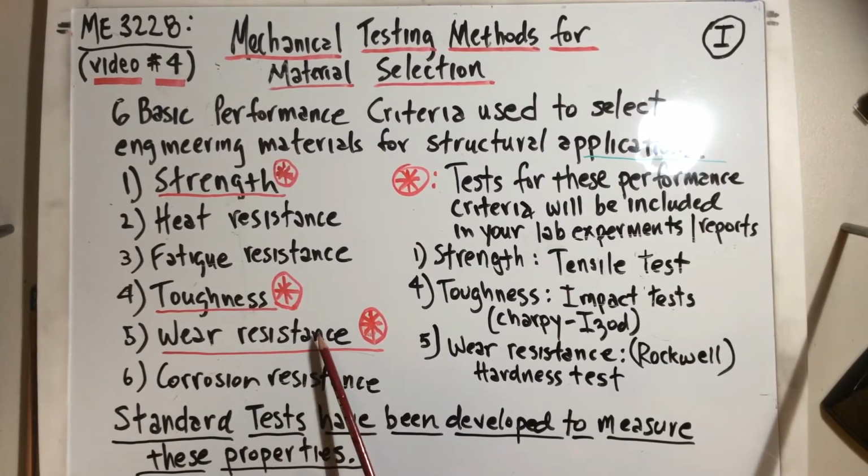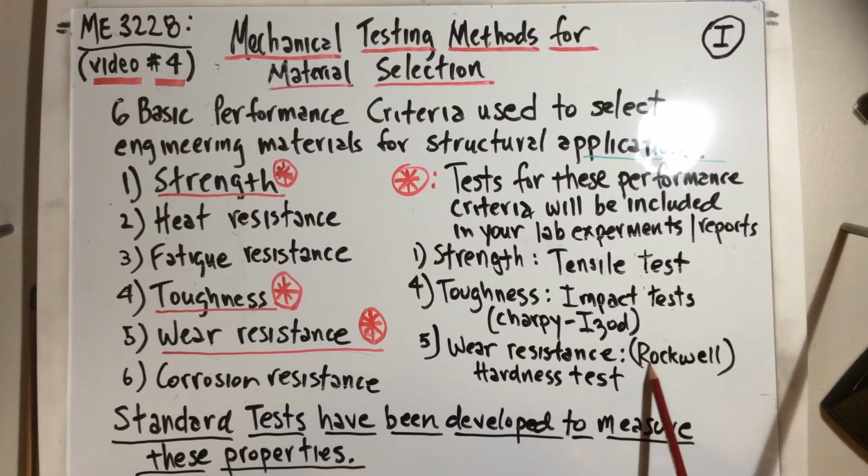And the standard test for wear resistance, specifically for metals, would be a hardness test. And the one we're going to be using is a wide variety of different types of hardness tests, and we'll talk about the variety of those and how they overlap. But we're going to specifically talk about the Rockwell hardness test.